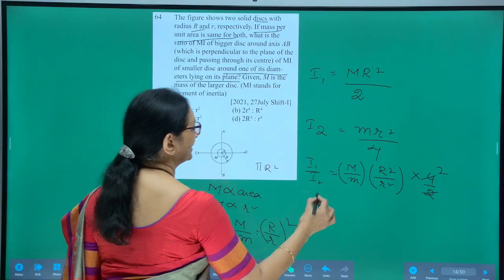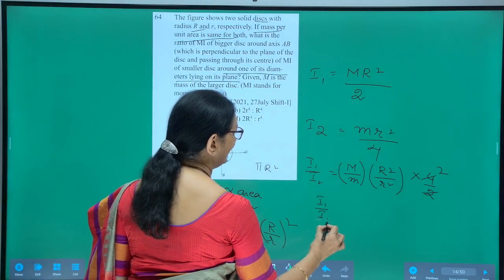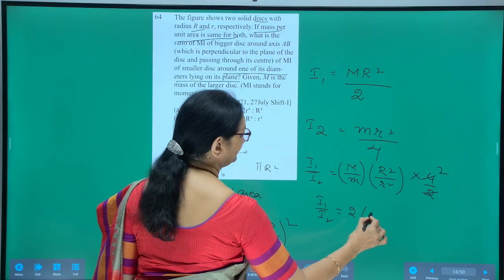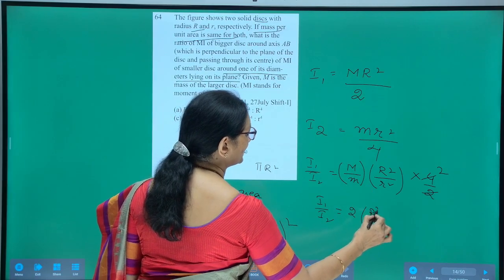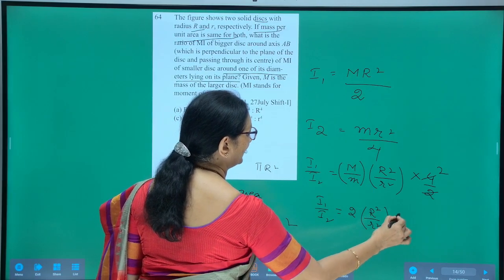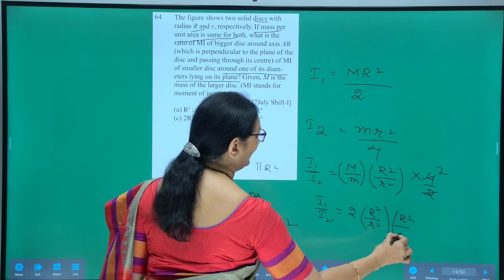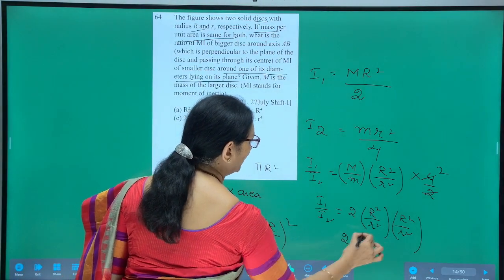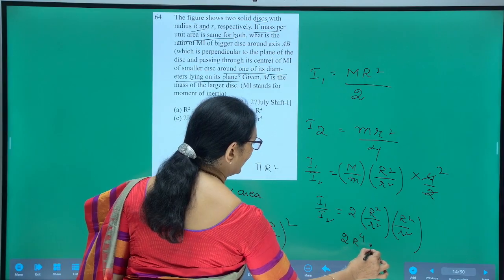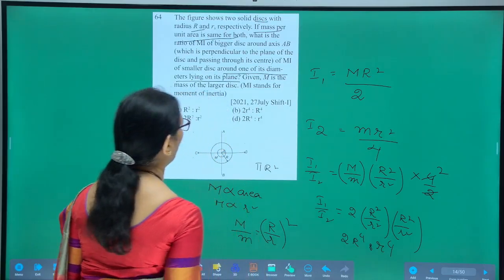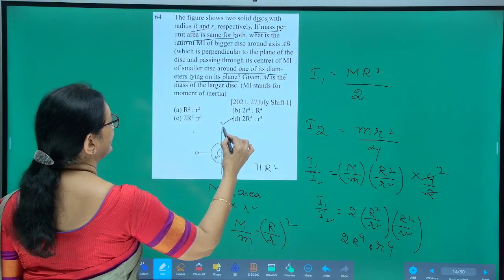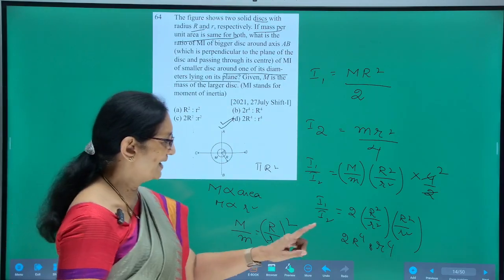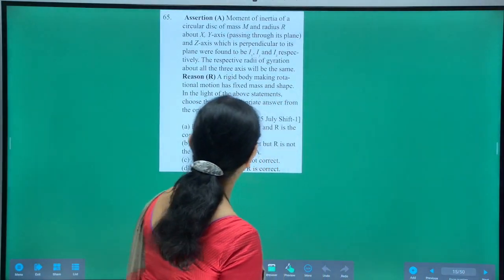So, from this concept, I1 by I2 is equal to how much? 2 into R square by small r square into R square by small r square. So, the answer is going to be 2R to the power of 4 is to small r to the power of 4. So, this is the correct answer for that problem. Okay? Now, move on to the next problem.